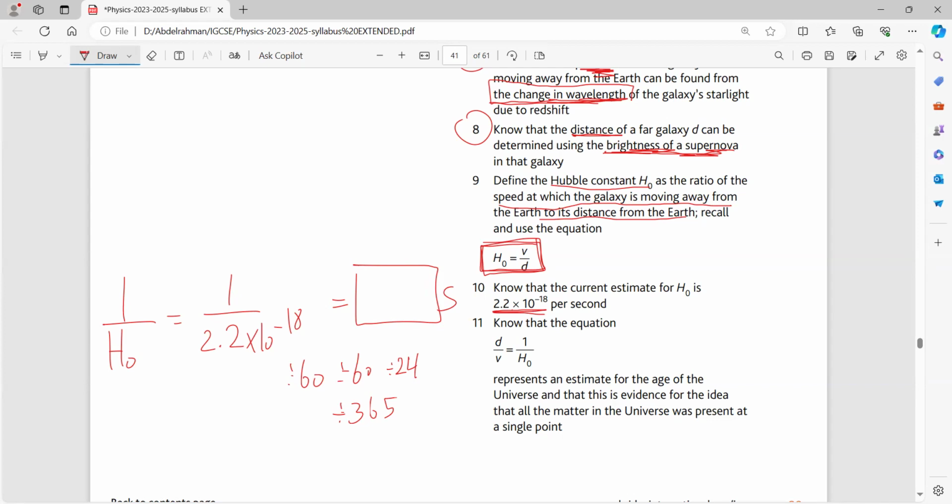Can you calculate the number now? Yeah, I did 4.5 times 10 to the power of 17. That's seconds, the age of the universe in seconds. Can you divide it by 60, then by 60 again, and then by 24, and then by 365?